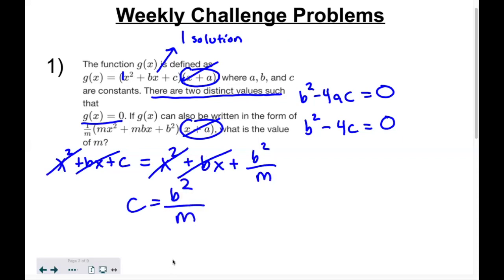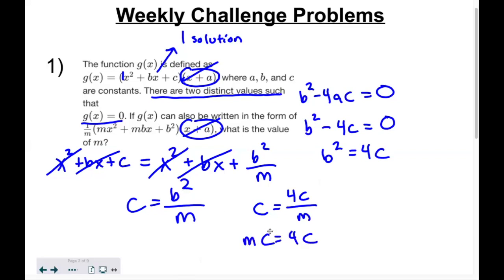And our goal is to find m. But I've also got this, which tells me that b squared is equal to 4c. Well, now I'm getting somewhere because if I replace this, if I've got c equals b squared over m, then c equals 4c over m, multiply by m, mc equals 4c. Well, then I can cancel the c's, and m would have to equal 4. And there you go. So that's a really hard problem, in my opinion. But once you see the solution, it doesn't look that hard. That's how all hard problems are, right?